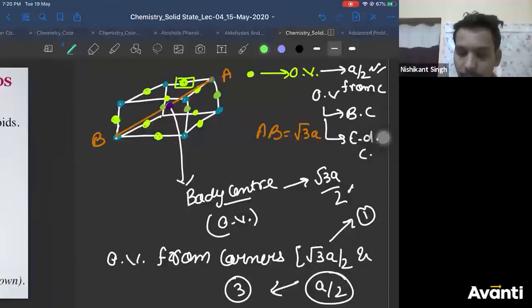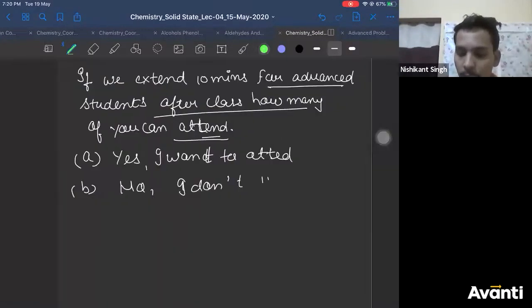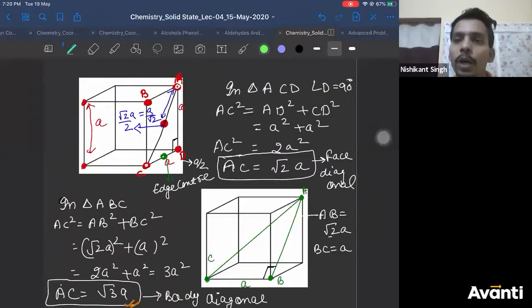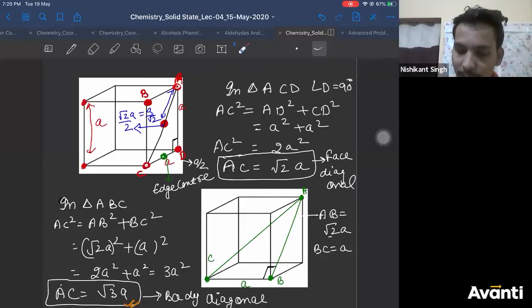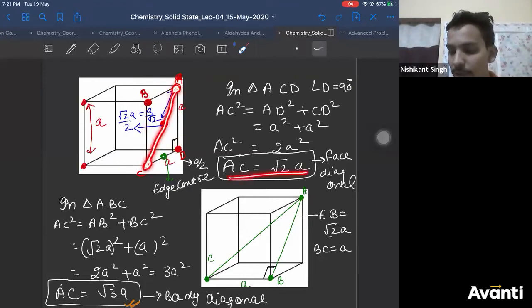So basically, if you recall, I showed you the following calculations yesterday, if you were present. I calculated the face diagonal, that is this diagonal. This is a face of the cube, and this AC represents the face diagonal. What was the length of the face diagonal? Root 2a. Kindly remember this. This is very, very important.